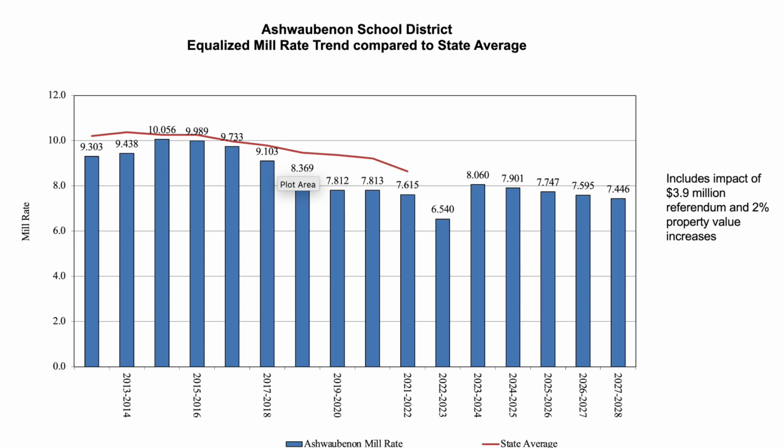Then these last 5 bars are what happens to our mill rate if the referendum passes. And you see it goes down each year, because we're assuming some property value increases and some state aid increases in there. So once again, here's where we were just a couple years ago. Here's where the mill rate is now. We're almost less than where we were 3 years ago. And 5 years out, we're less than where we were last year. Right, and you can just see this trend going down. The state trend is going down also. So we're following the state trend, but we're going down faster than the state trend.